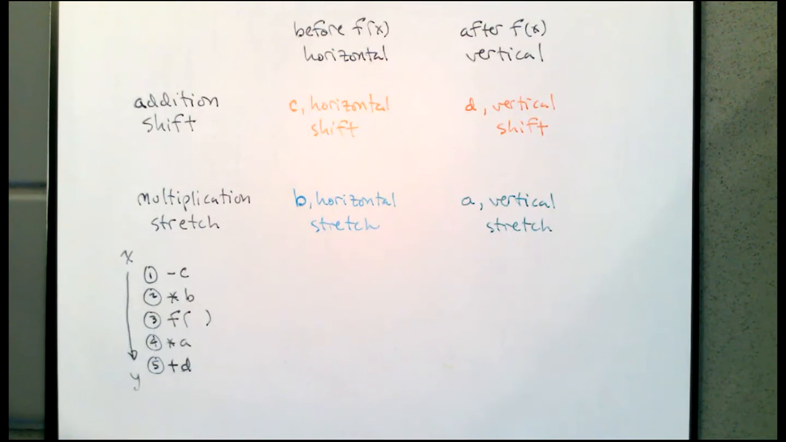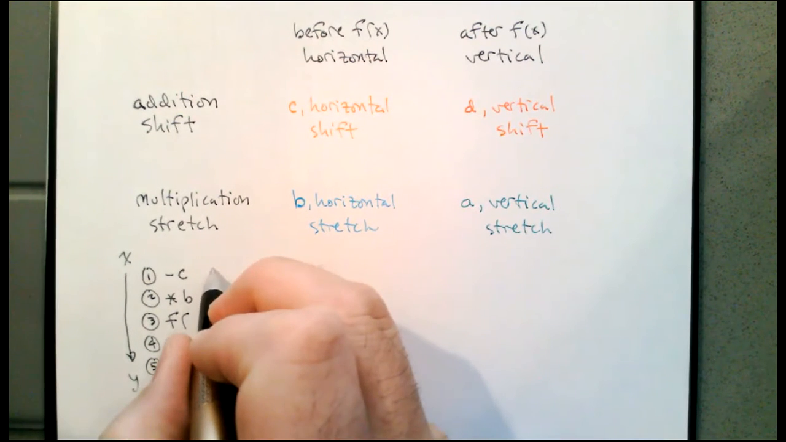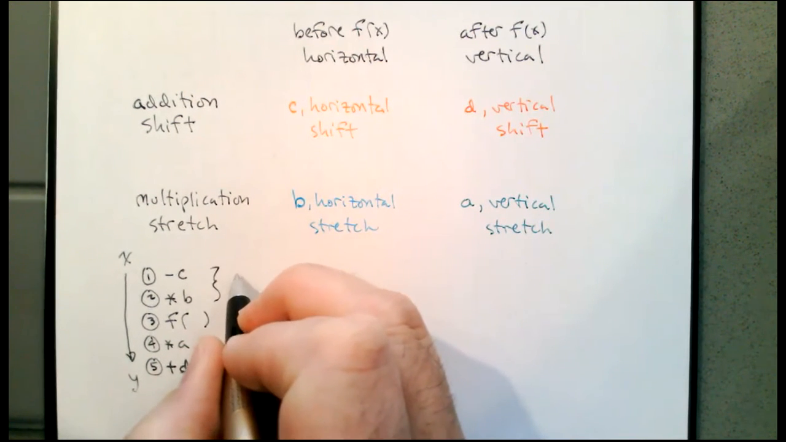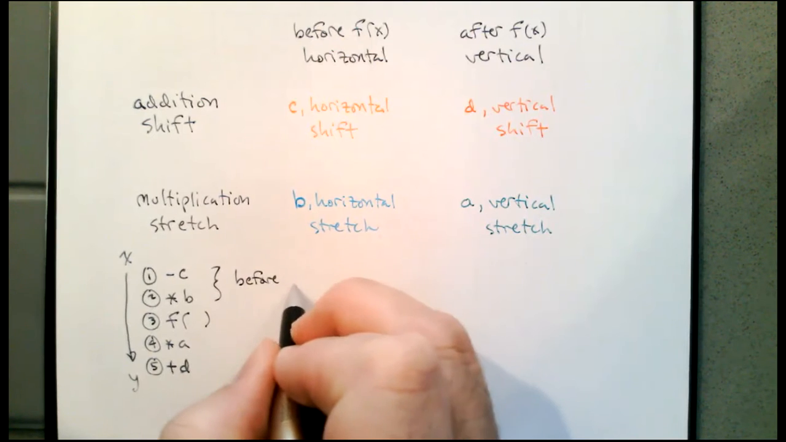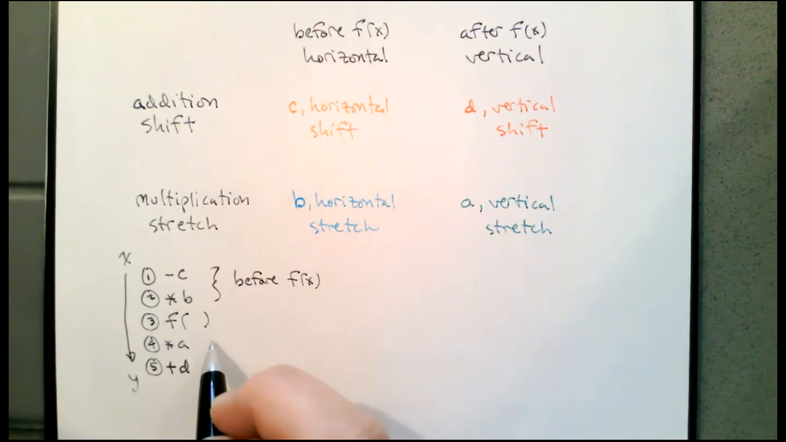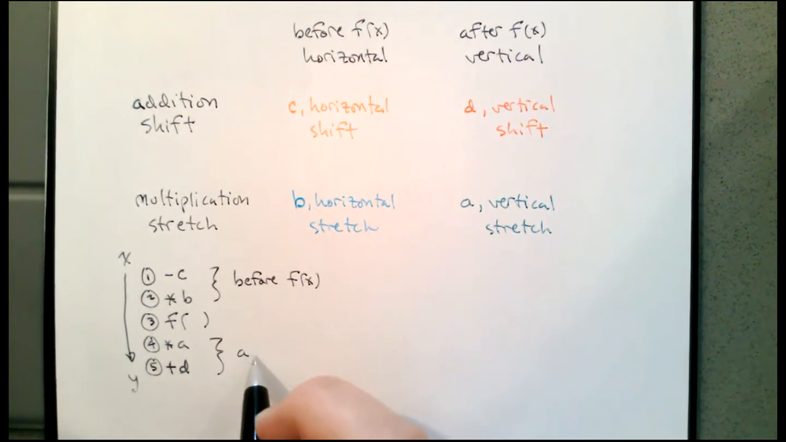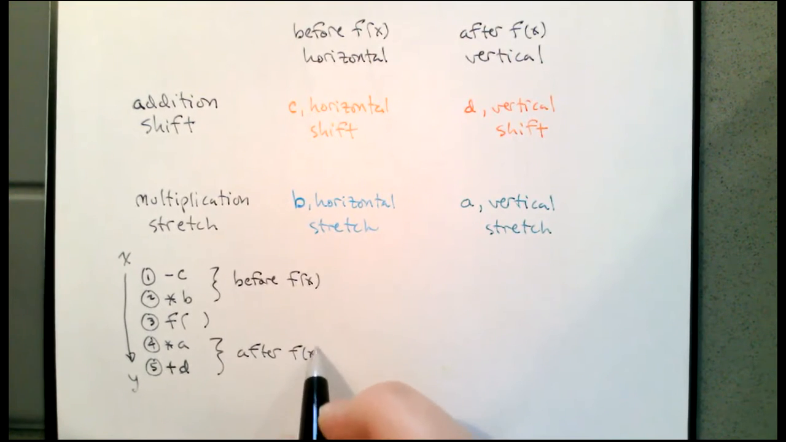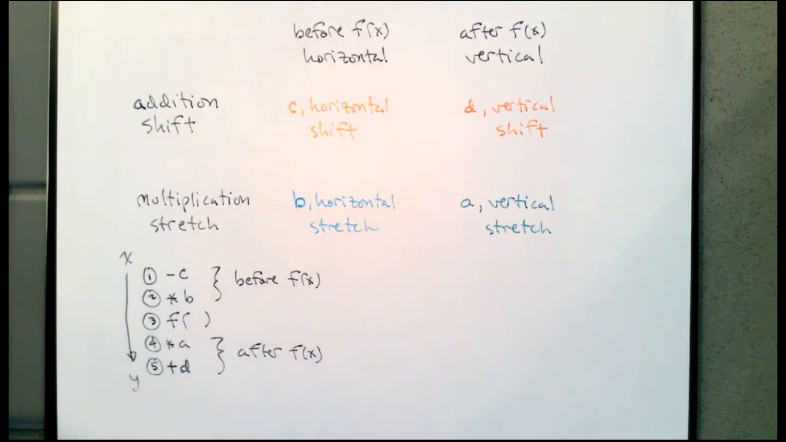So the function is in the middle, and b and c are operations that take place before f of x. And a and d represent operations that take place after f of x. Operations that take place before are going to produce horizontal changes, either a shift for addition or a stretch for multiplication. Operations after the function are going to produce vertical changes. Shift for addition, stretch for multiplication.